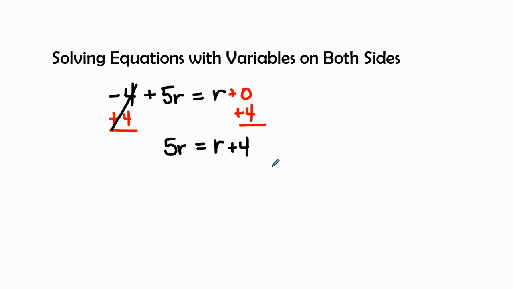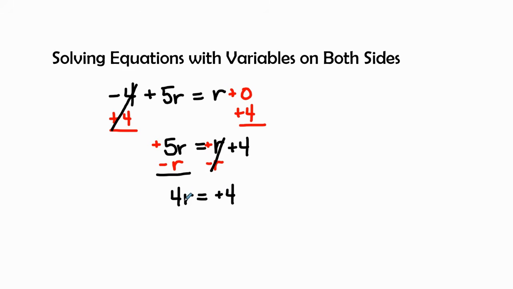Now in my next step, I'm going to get my variable r, which is a positive r, because I don't see a negative symbol in front of that. I know it is positive, and the same thing here. I know that this is going to be a positive 5r, so I'm going to take its inverse, as a -r on both sides. This will give me 5r minus r results in 4r. And a positive r and a negative r cancels each other out or equals 0. And then I have a +4.